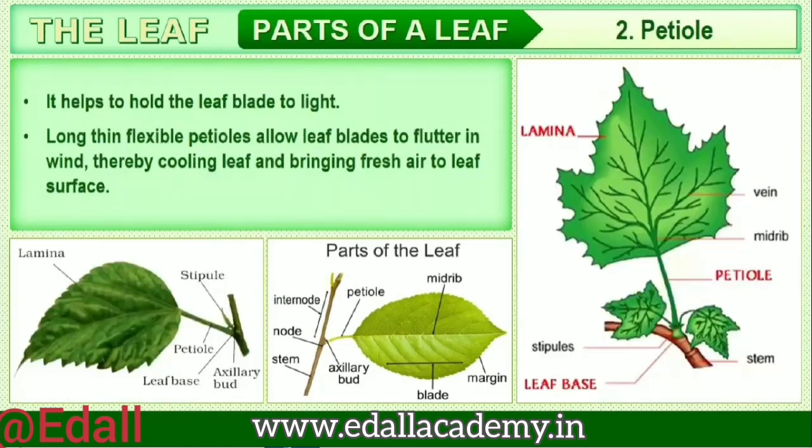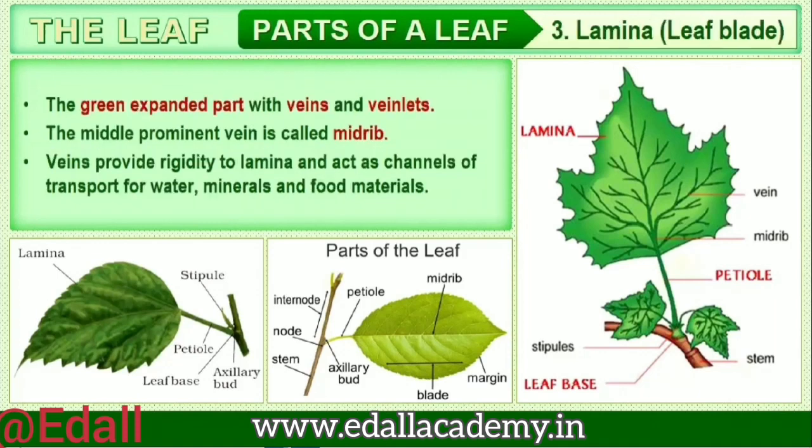The petiole helps hold the blade to light. Long thin flexible petioles allow leaf blades to flutter in wind, thereby cooling the leaf and bringing fresh air to the leaf surface. The lamina or the leaf blade is the green expanded part of the leaf with veins and veinlets. There is, usually, a middle prominent vein, which is known as the midrib. Veins provide rigidity to the leaf blade and act as channels of transport for water, minerals and food materials. The shape, margin, apex, surface and extent of incision of lamina varies in different leaves.